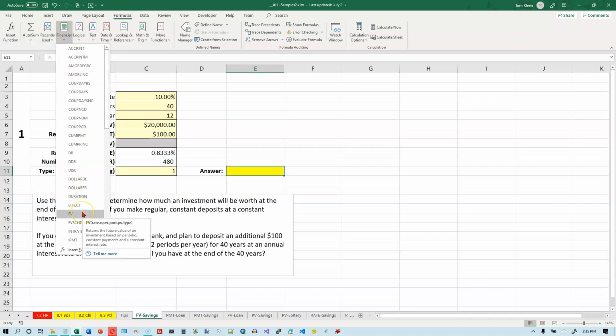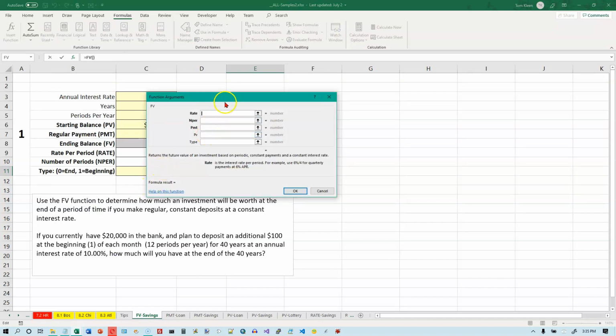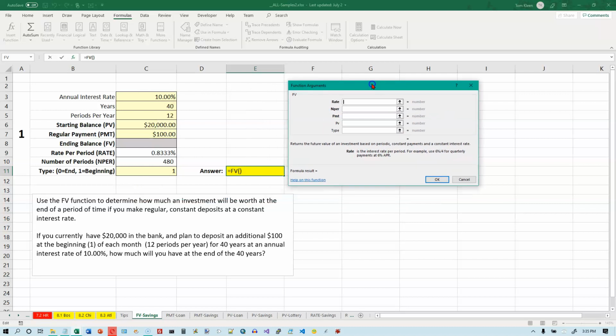And the one we want right now is future value, which is abbreviated FV. And we get this nice little dialog box that pops up here. I'm going to move it out of the way. And it wants to know what the rate is. And if you read down at the bottom, it's the interest rate per period. For example, use 6% divided by 4 if you're doing quarterly payments and the annual rate is 6%.